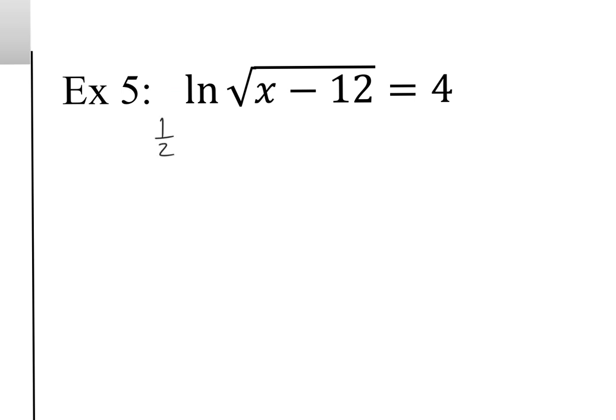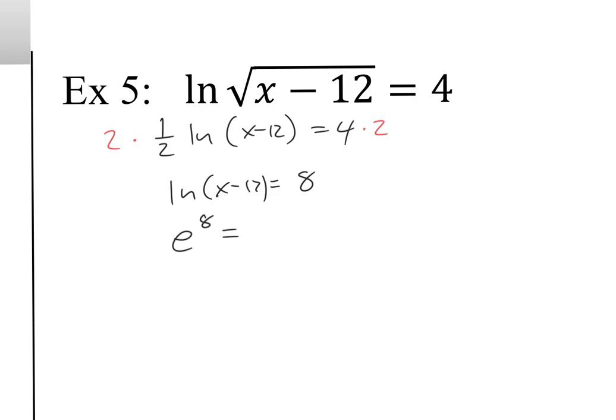as 1/2 ln of x minus 12 equals 4. And I'm going to get rid of that 1/2 by multiplying both sides by 2. So now I have ln of x minus 12 equals 8. And ln really just means it's a base of e. So now if I rewrite this in exponential form, it would be e to the 8 equals x minus 12. And hey, this is working out pretty easily. All I got to do is add 12 to both sides, and I have e to the 8 plus 12 equals x.